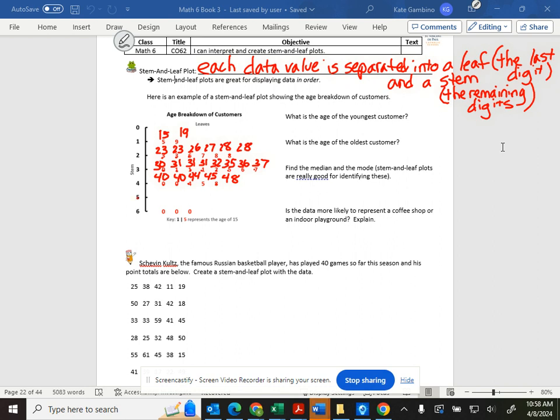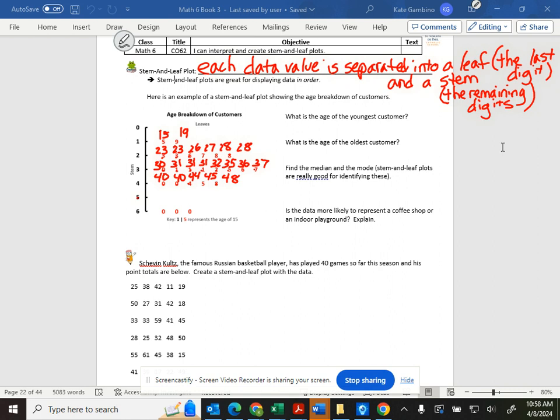Our next stem is a 5. I don't see any numbers there. What does that tell me about the age of the customers? They're 5 years old. They died? No. Nobody that was in their 50s. There were no customers in their 50s that came in. So if there's no leaves posted, that means there were no customers that age.